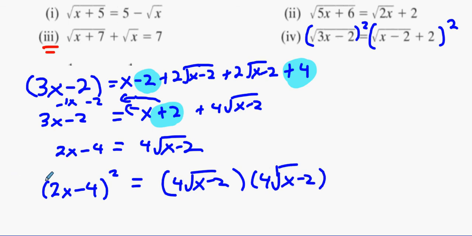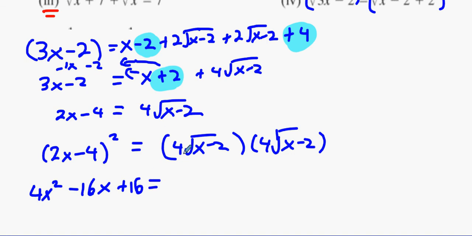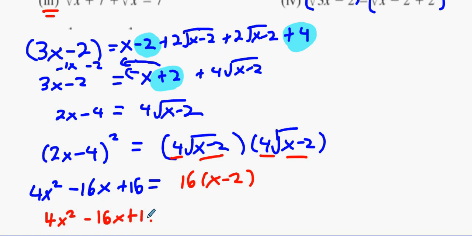Alright. We gotta square that out for my sins. We're gonna get 4x squared. 2x times 4 is 8x, so it's gonna be minus 16x in the middle. Then it's gonna be another 16 at the end. I'm gonna do 4 times 4, which is 16. Root x minus 2 by root x minus 2 is x minus 2. We're going to get 4x squared minus 16x plus 16 equals 16x minus 32.